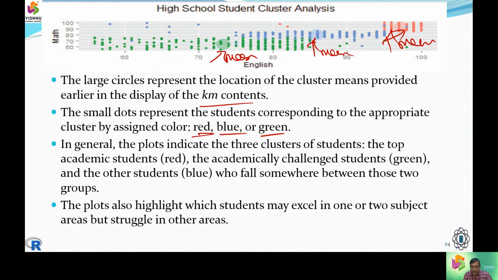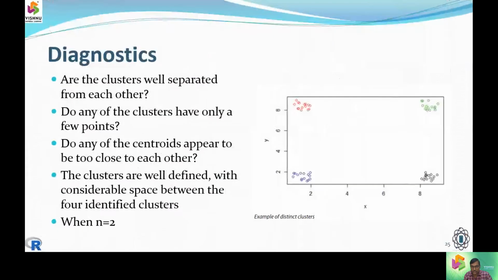It is represented in red, green, blue, and it is going to plot the subject scores. So in English, he got 60, and in the other subject 70. In this way, we are going to plot the score values between the subjects.